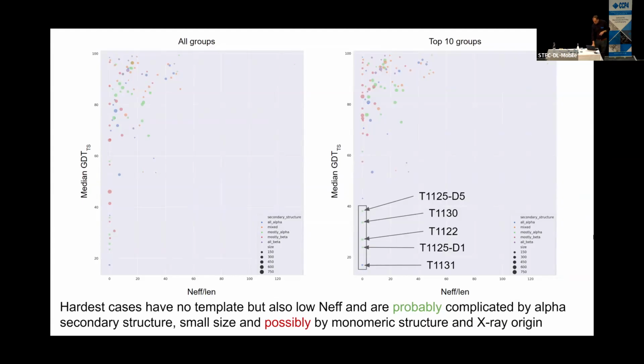We also looked at other aspects, and we think there's probably a connection that proteins rich in alpha secondary structure are harder to predict than those rich in beta. And smaller ones we think are perhaps more difficult to predict than larger ones, and you can rationalize both those ideas. And possibly monomers are harder to predict than oligomers, and possibly crystal structures harder to predict than cryo-EM, but we're less clear on that.